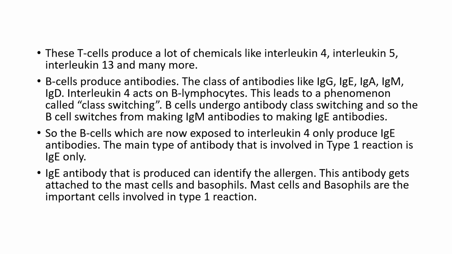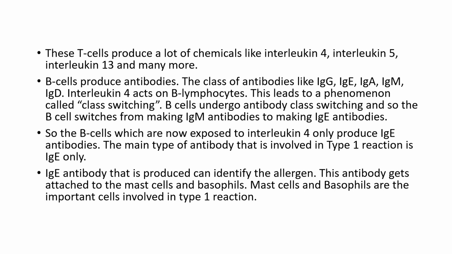Interleukin 4 acts on B lymphocytes. This leads to a phenomenon called class switching. B cells undergo antibody class switching, and so the B cell switches from making IgM antibodies to making IgE antibodies. So, the B cells which are now exposed to interleukin 4 produce IgE antibodies. The main type of antibody that is involved in type 1 reaction is IgE only.